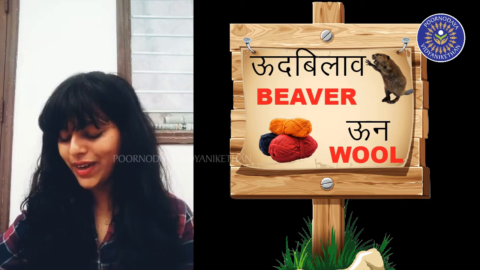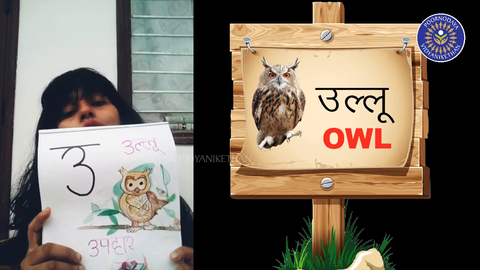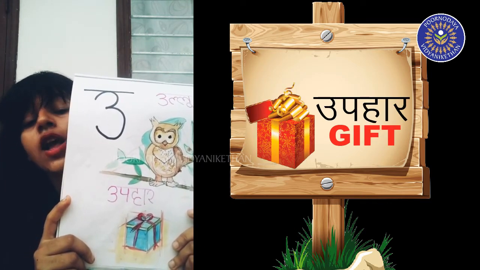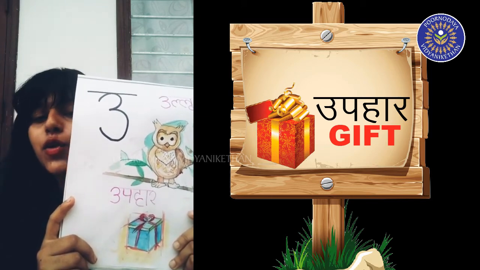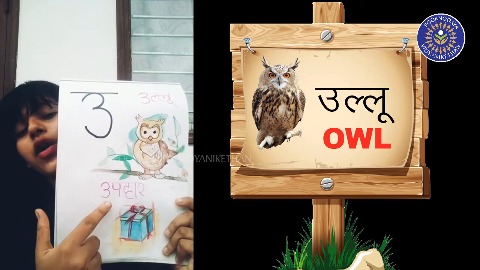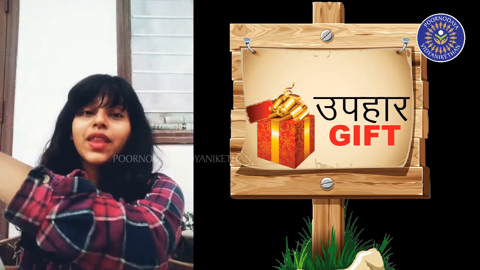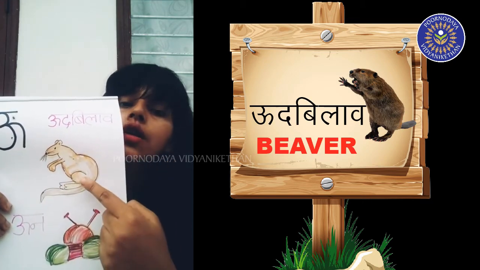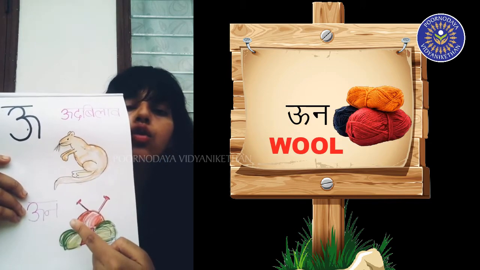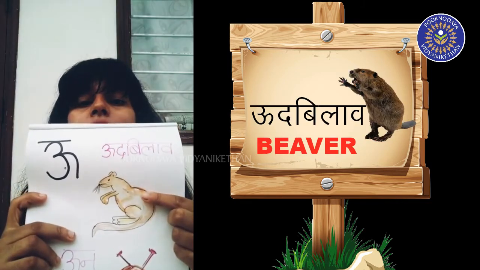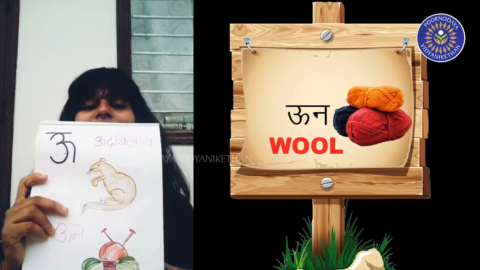So let's practice what we learned just now. U for Ullu. U for Upahar. And then comes the next letter. U for Udbilav. U for Oon. Okay, so let's revise what we learned.